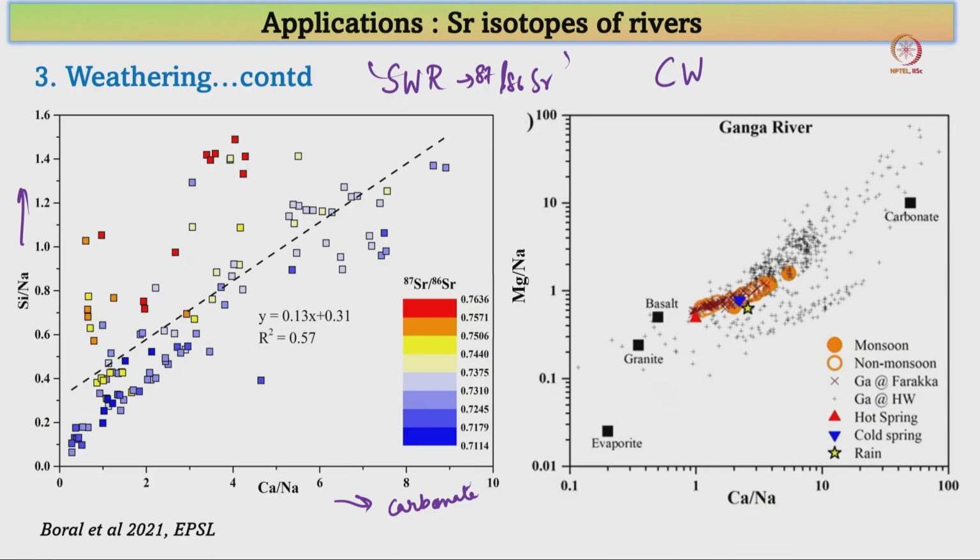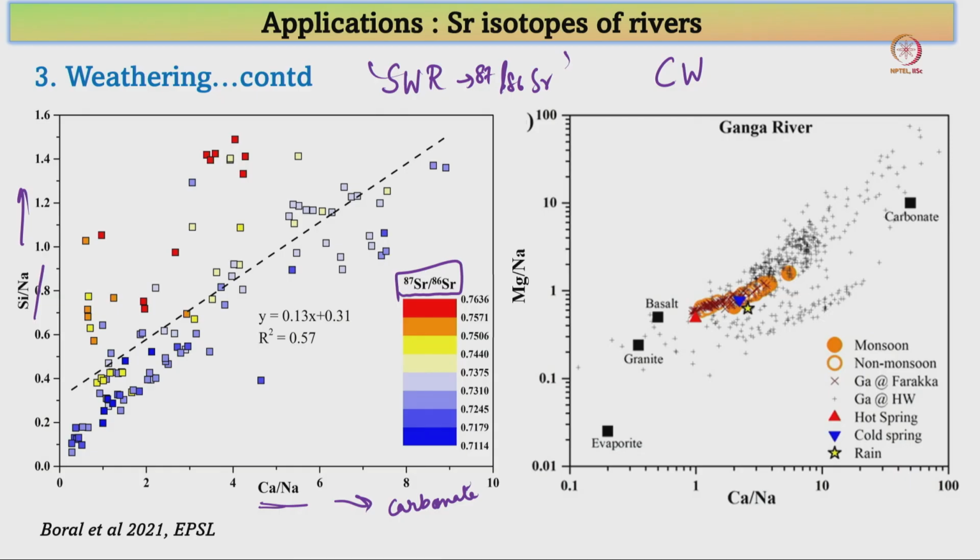Okay. Now, this plot shows silica by sodium ratio and calcium by sodium ratio, and in this plot the color shows the radiogenic signature. As you can see, this dissolved load shows a strong correlation of silica by sodium and calcium by sodium, and this is very expected given that silicate weathering also releases a lot of calcium. From all the feldspars a lot of calcium is also released.